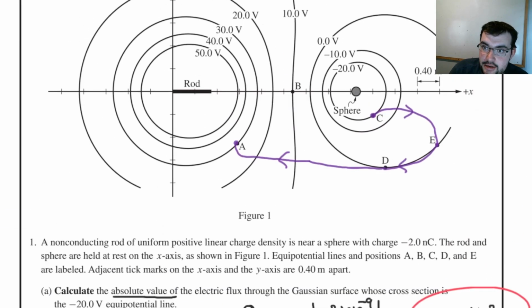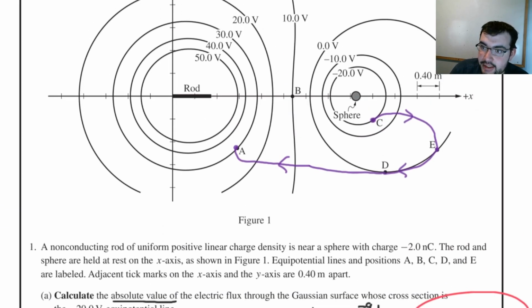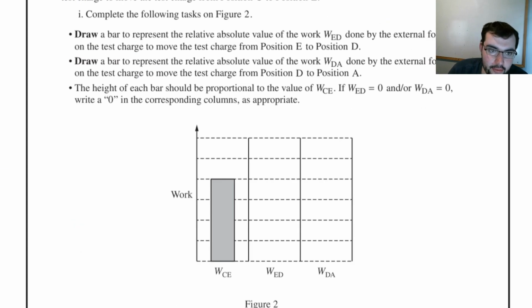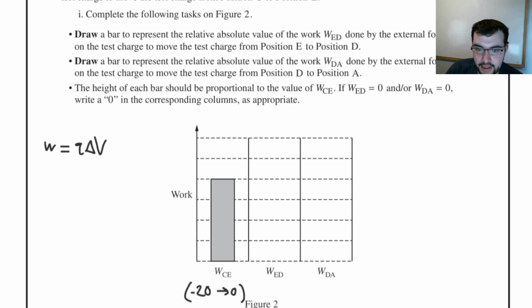So CE. Well, C is at negative 20 volts, E is at 0 volts. And again, we know that work is equal to Q times delta V. Since we're just doing relative magnitudes here, we're just going to be interested in how many volts are changing between each one. So we go from negative 20 to 0, which means that this is 20 units of energy. So if we were to scale our axes here, this would be 20, which means this is 10.